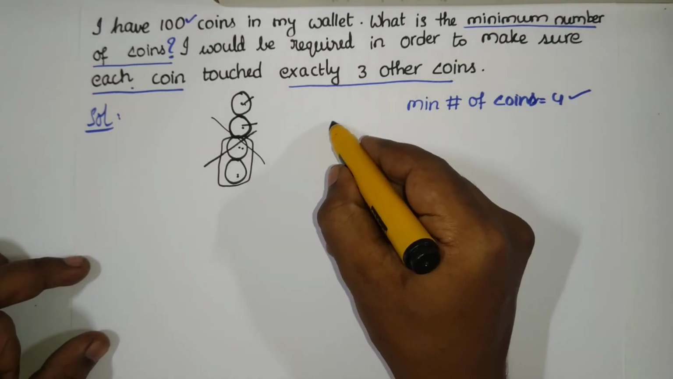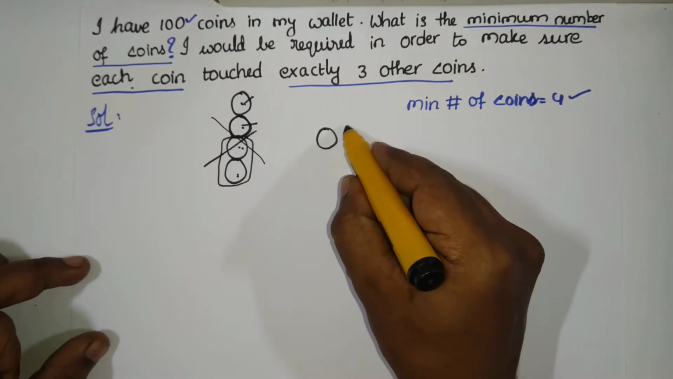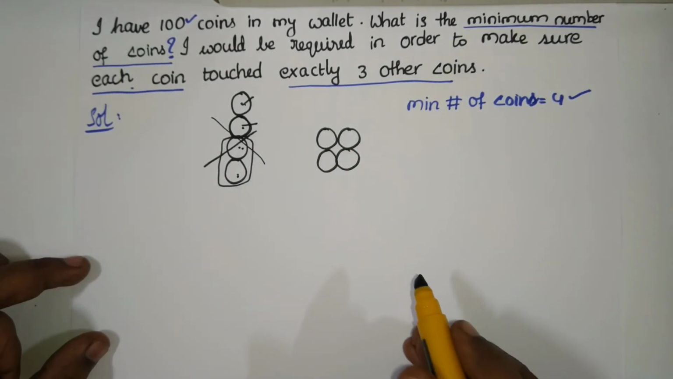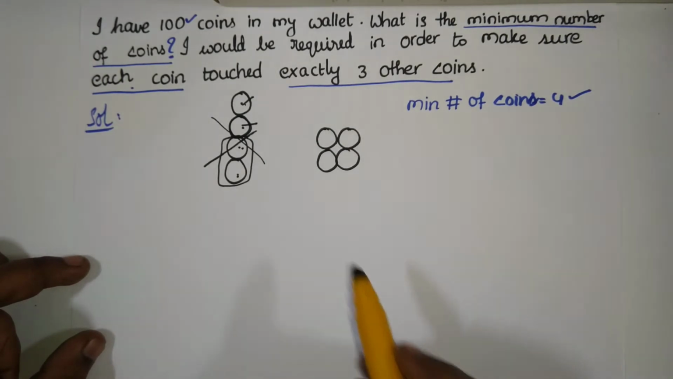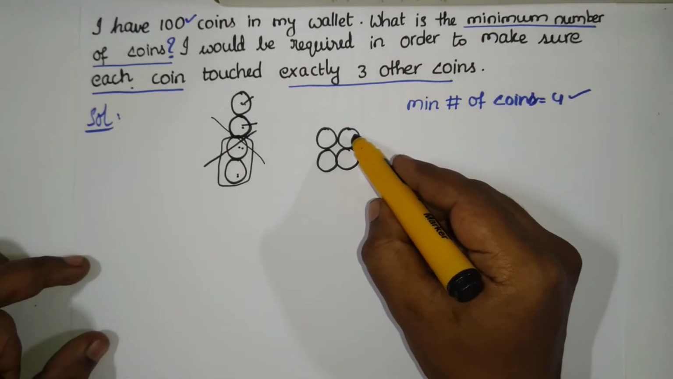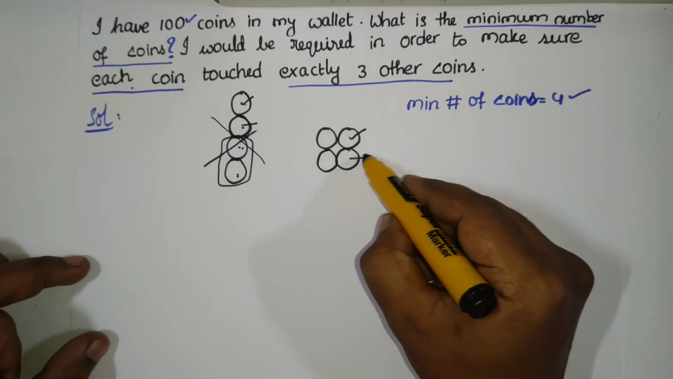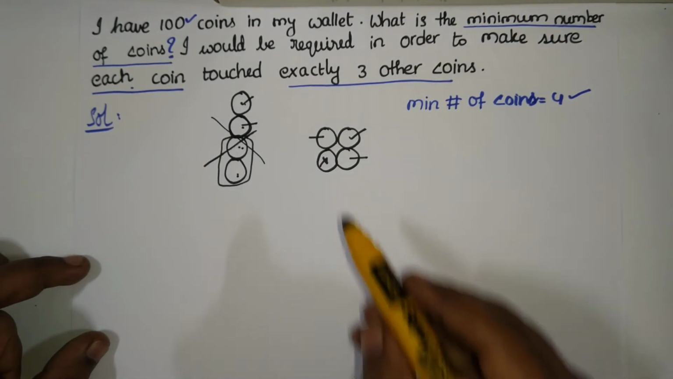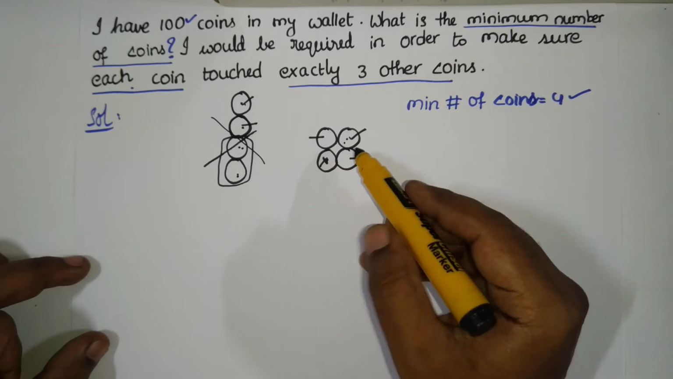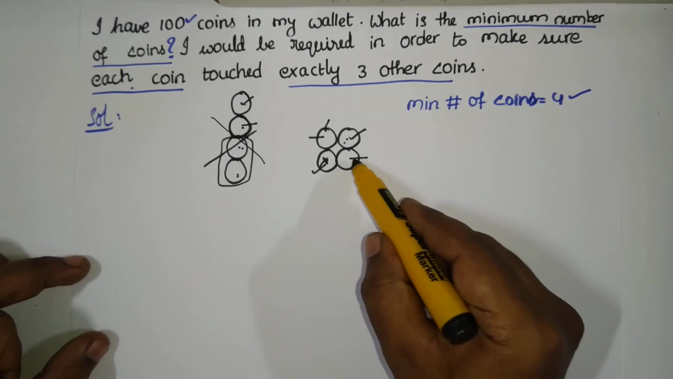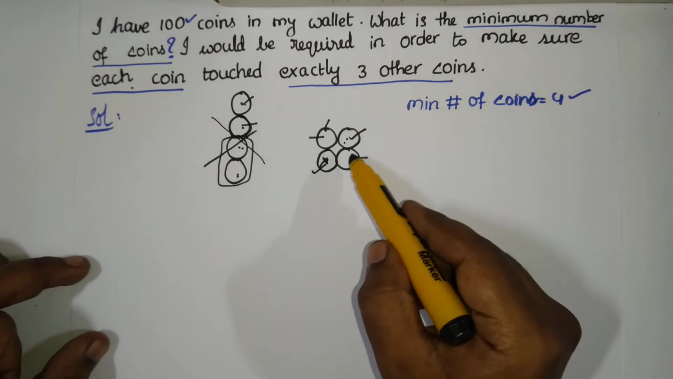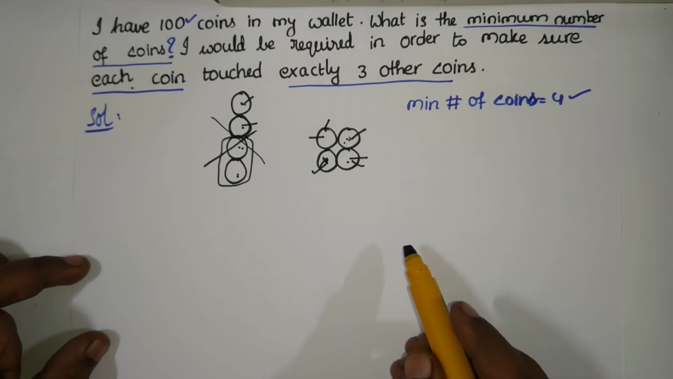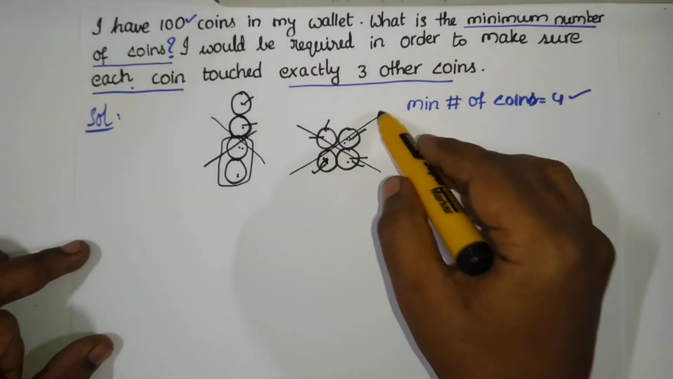So now what do we do? Let's take coin 1 and coin 2, and coin 3 and coin 4, and arrange the 4 coins in this fashion. If you observe carefully, this coin is in contact with coin 1 and coin 2, but not with this coin, so there is no connection between these two. Similarly, this coin is in contact with these two coins. So we did not satisfy the condition yet. Therefore this arrangement is also wrong.